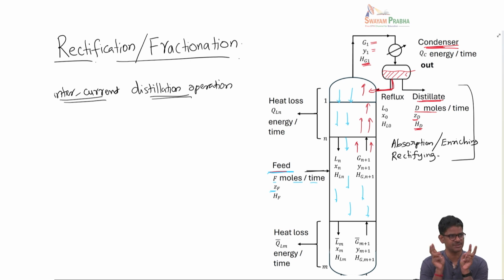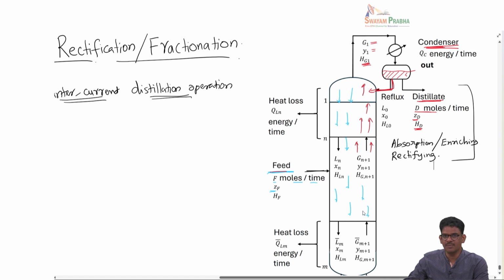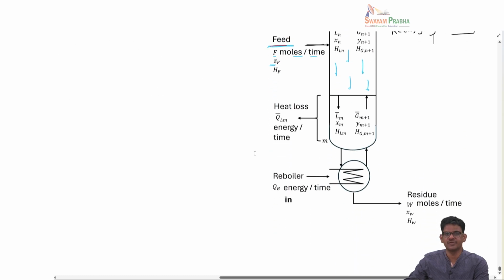We are enriching with respect to A by selectively removing component B from the vapor to the downcoming liquid. Okay, so that is pretty much the operation that is happening at the top of the column. Now, we can say something about the bottom of the column. So, now I am scrolling down from the feed to the bottom.